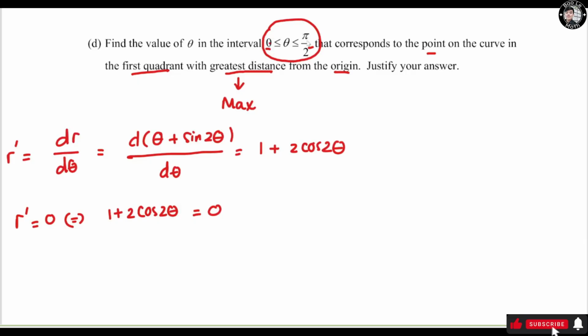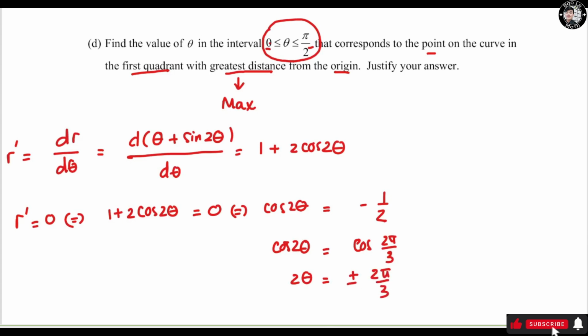Remember, we have the domain from 0 to pi over 2, right? So it's going to be cosine 2 theta equals negative 1/2, right? And cosine 2 theta is going to be cosine of 2 pi over 3, right? So 2 theta equals plus and minus 2 pi over 3, right? And then theta equals plus and minus pi over 3, right? Because theta is between 0 to pi over 2, right? So we only pick theta equals pi over 3. That's it, right?